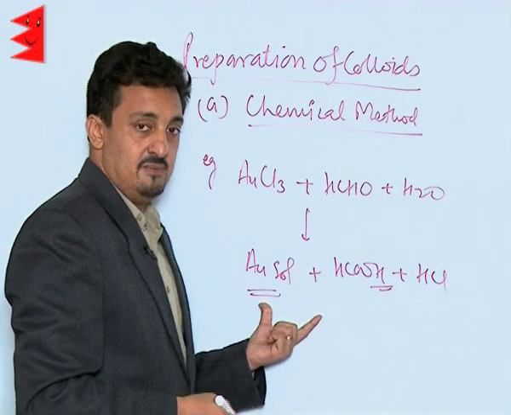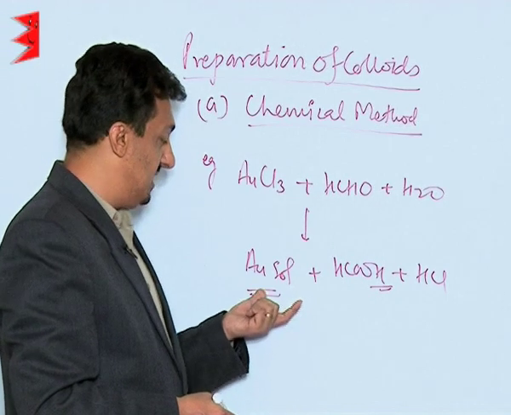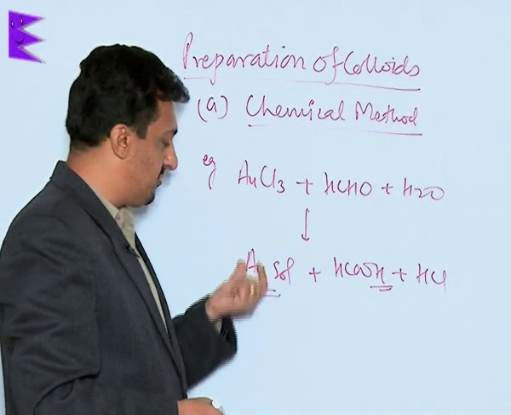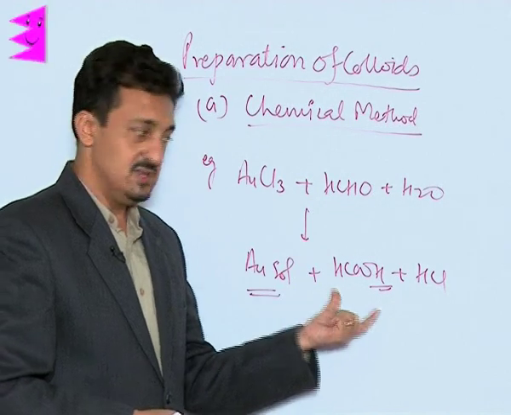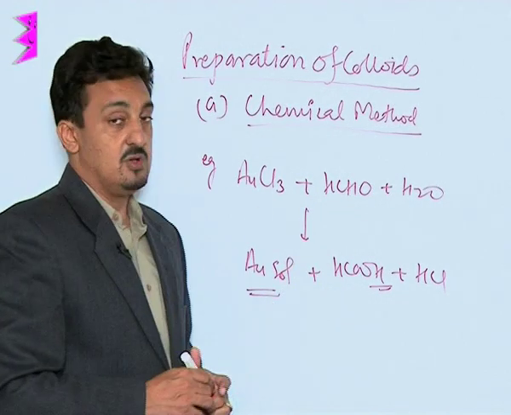So this is a reaction in which the gold chloride is reduced to gold Sol and the aldehyde gets oxidized to formic acid. So this is the preparation of gold Sol.